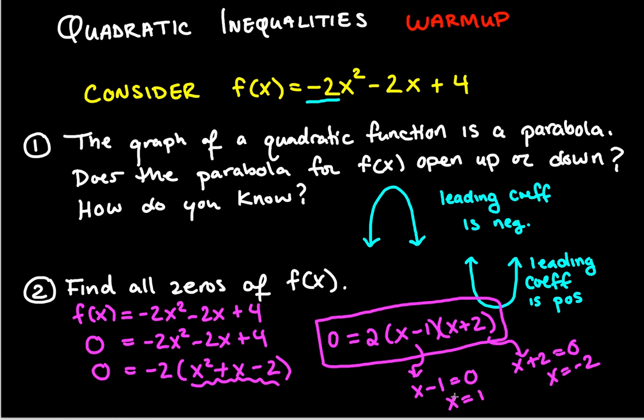Ta-da! We got the zeros being x equals 1 and x equals -2. That means those are the x-intercepts of this function if we were to plot it, f. Okay, so that's a good warm-up. Let's move on to the lesson.